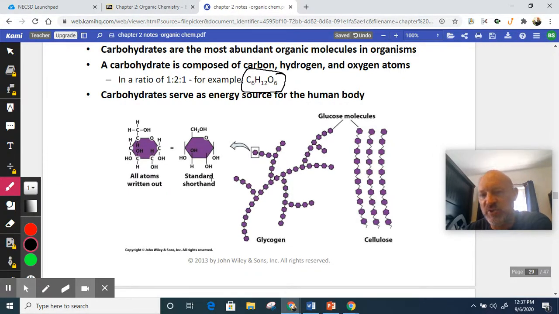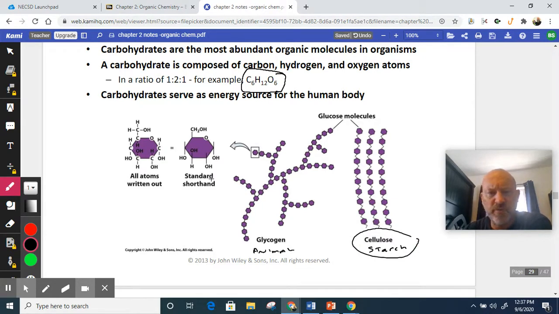This is cellulose. Cellulose is a carbohydrate that's found in cell walls. And this is a very strong carbohydrate. But glycogen is how we store glucose molecules in the liver. And it's a little bit different because it's more branchy. Glycogen is an animal product. Cellulose and starch, these are plant products.